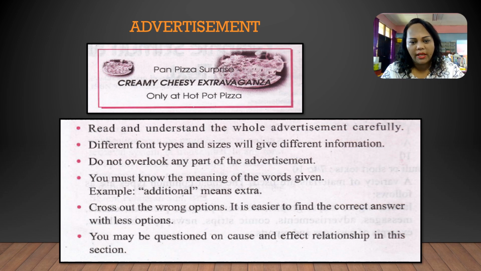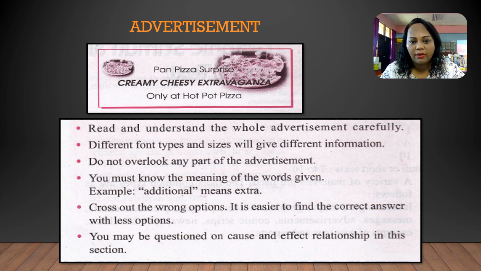Okay, let's look at the first kind of stimulus that is used, which is the advertisement. As you can see, this advertisement is about a product. You have to read and understand the whole advertisement carefully. Different font types and sizes will give different information, so you cannot leave anything out. Read the whole advertisement. Do not overlook any part of the advertisement. You must know the meaning of words given. For example, additional means extra.